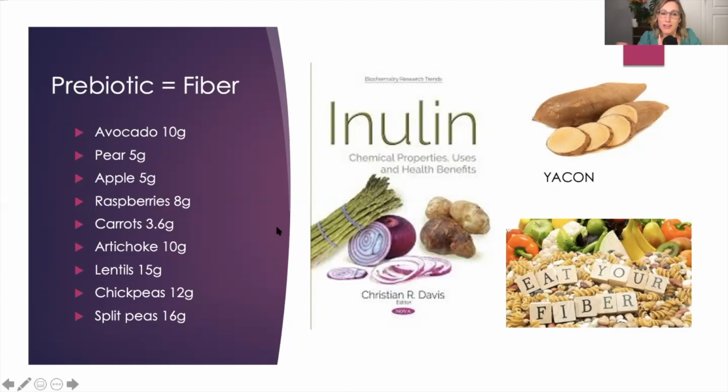So, an avocado has 10 grams of fiber. Fantastic, I eat lots of avocados. Artichokes also have 10 grams of fiber. Chickpeas, split peas, lentils. Now, I recognize that some people, maybe with SIBO, small intestinal bacterial overgrowth, often feel excessive bloating and abdominal discomfort when they eat fiber. I have a few things to say about that, which I'll save for a different meeting.